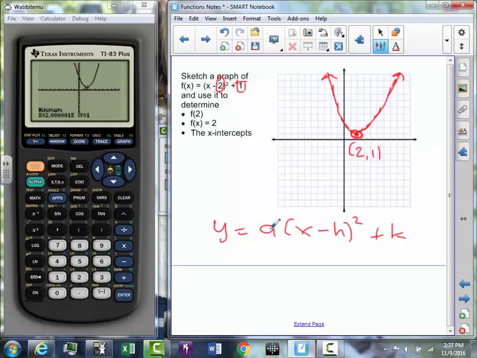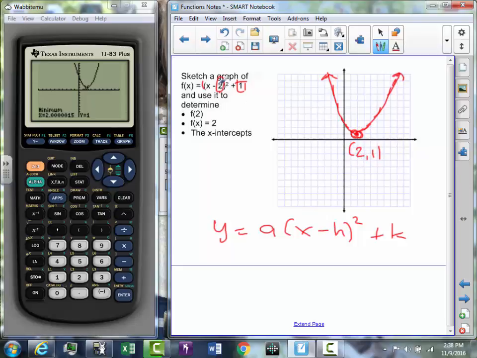In this graph right here, what is this a value up front? Yeah, it's 1 actually, because I didn't write anything there. Now, the way this works is that this number right here has to be a negative number. So it has to be negative. Since it was x minus 2, the minus 2 actually makes this coordinate here positive.